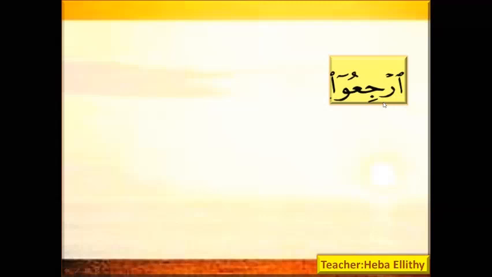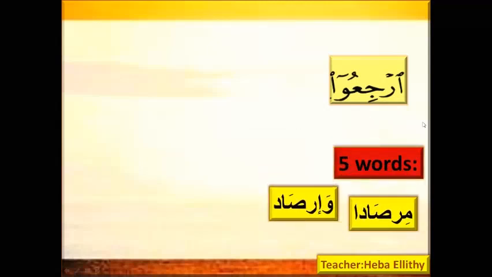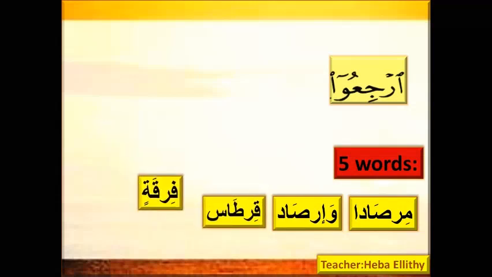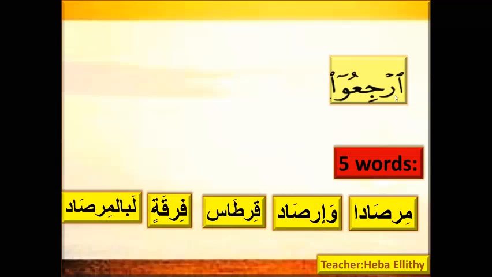Irji'u. Or in 5 words in the Quran, which are the word mirsada, the word wa'irsad, the word qirtas, the word firqah, and the word labil mirsad. In these words we said we have Ra sakina with kasra before it and after it a harf mufakham with fatha. This is the 8 cases of Tafkheem.